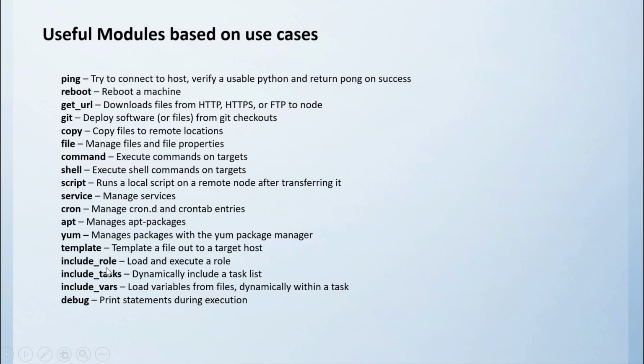The next module is include_role, which will load and execute a role. include_tasks will dynamically include tasks. include_vars will load variables from a file dynamically within a task. And then debug. The debug module is simply used to print statements during execution. We use it to see whether each step executed properly or not.